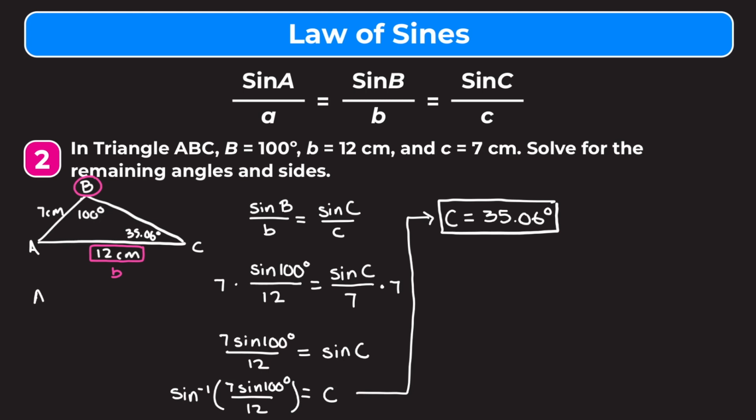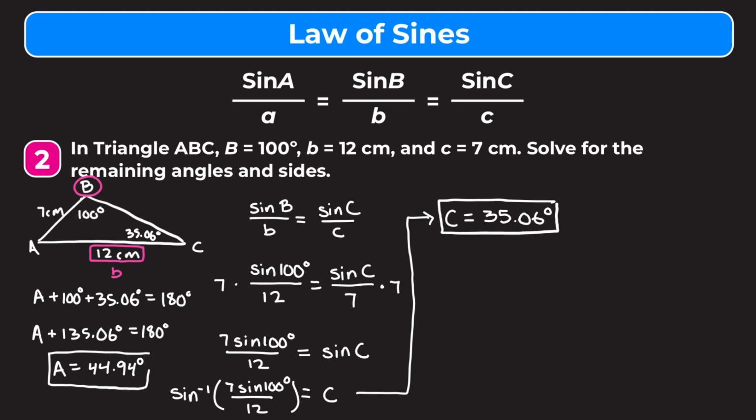So we know that angle A plus 100 degrees plus 35.06 degrees has to equal 180 degrees because the sum of the angles in a triangle is always 180 degrees. We're going to add 100 plus 35.06 to get A plus 135.06 degrees equals 180 degrees. And then we want to subtract 135.06 from both sides to get that A has a measure of 44.94 degrees. And now that we have angle A, we can solve for side A by using the law of sines again.